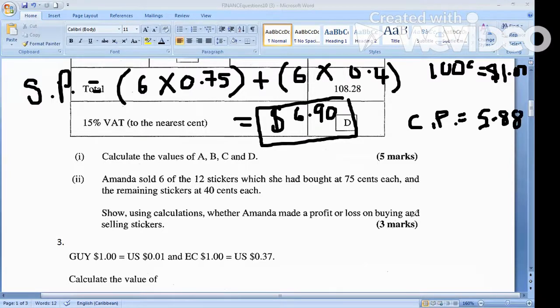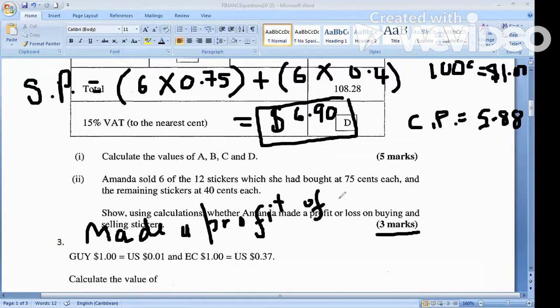What else do you think you have to put here? Very good. This is 3 marks in the class. So she made a profit of $1 and whatever cents. That's how you get all the marks. I'm telling you, that's how they mark it. So you'd say, Amanda made a profit of $1.02. That's how you get the full marks. I'm telling you.